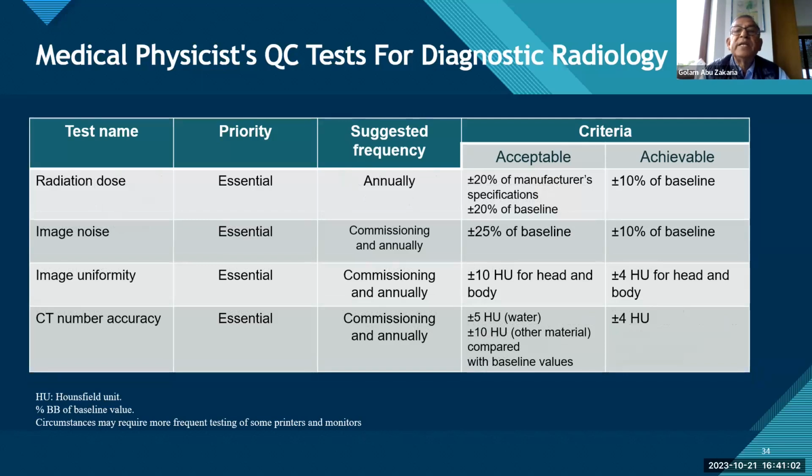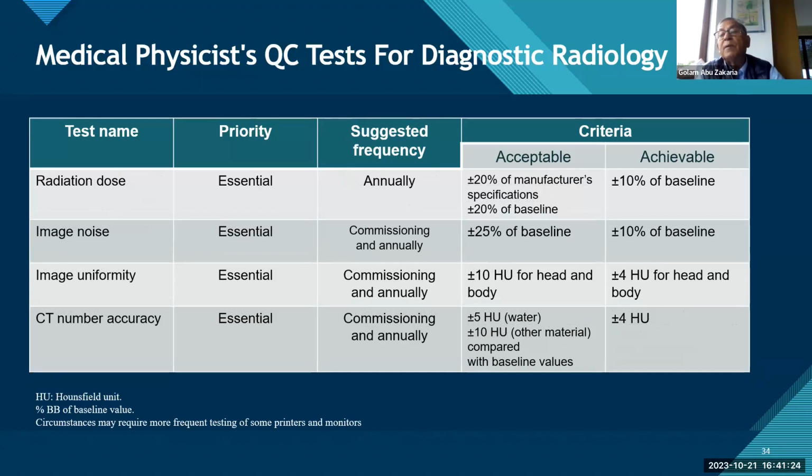Here is also the medical physics test in radiodiagnostics. You see radiation dose, image noise, image uniformity, CT number accuracy. There are tools, and with the tools you can do these parts. And here is annually after the commissioning, and of course annually after the commissioning.